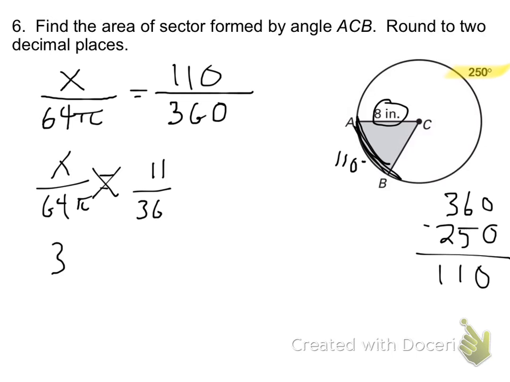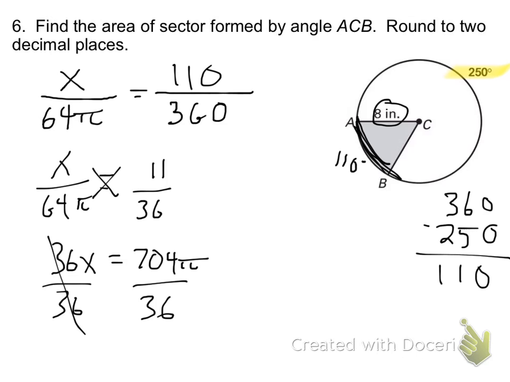Cross multiply, 36x equals, and then 64 times 11, my goodness, 704 pi. Divide both sides by 36. These cancel out. And for my terms of pi, reducing that, I get 176 pi over 9. And what I'm doing there is I'm just taking this and putting that in simplest form, in reduced form.